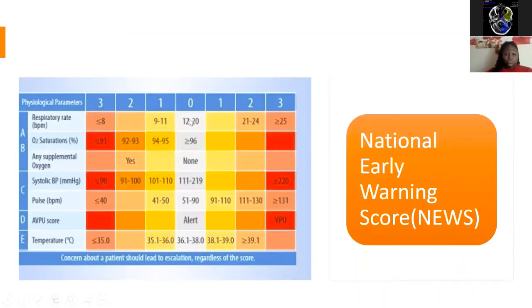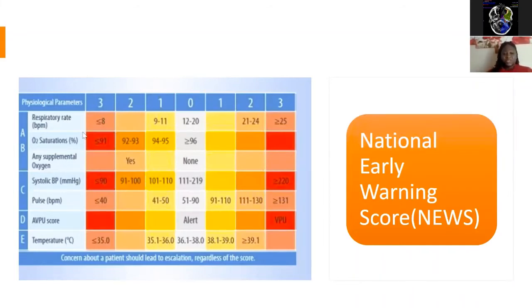Now, if the respiratory rate is between 12 and 20, that's 0. If the oxygen sat is more than 96, that's 0. No supplemental oxygen, that's still 0. Basically, if all the vital signs are within normal range, you should expect a NEWS score of maybe 0 or 1. But even if it's 2, if the patient is just on maybe 2 liters of oxygen with a cannula, then you expect it to be like 2.